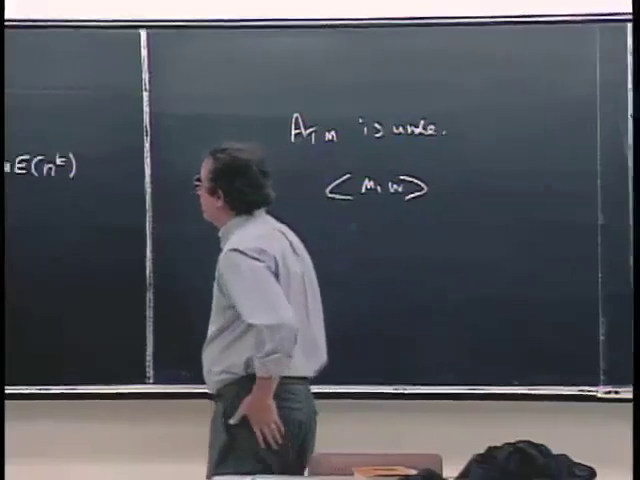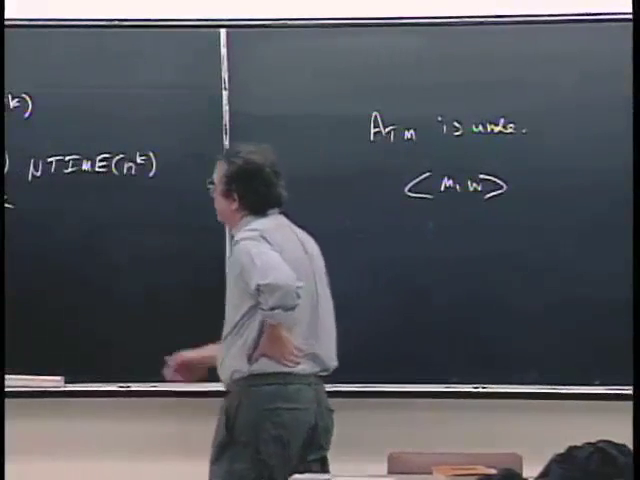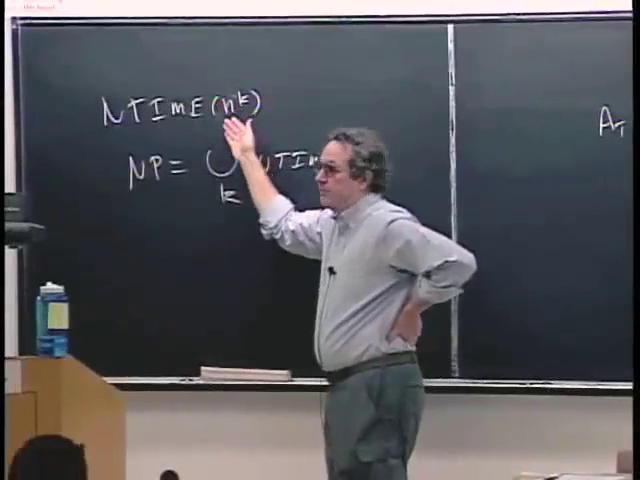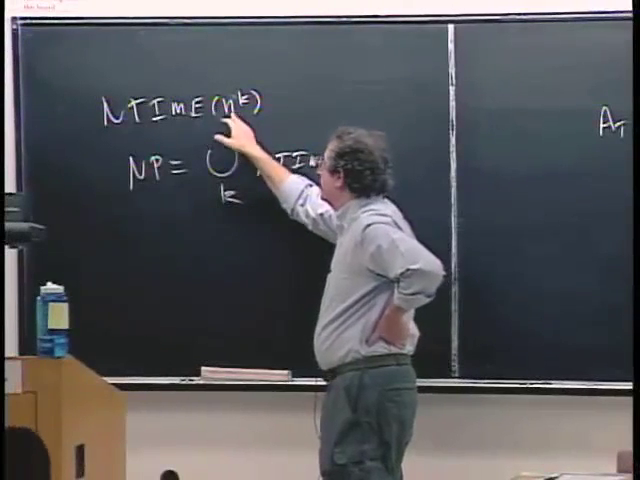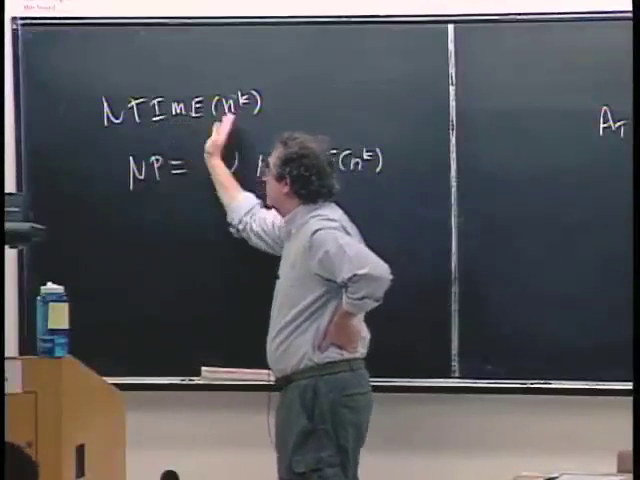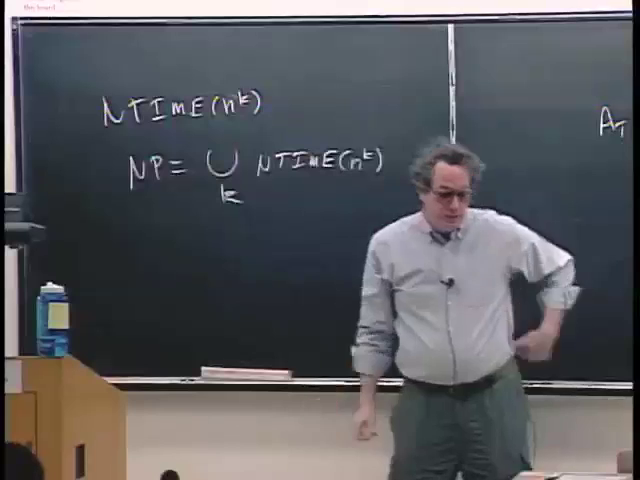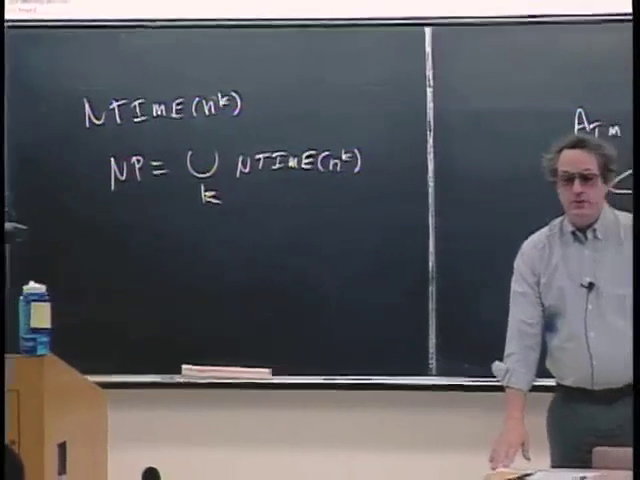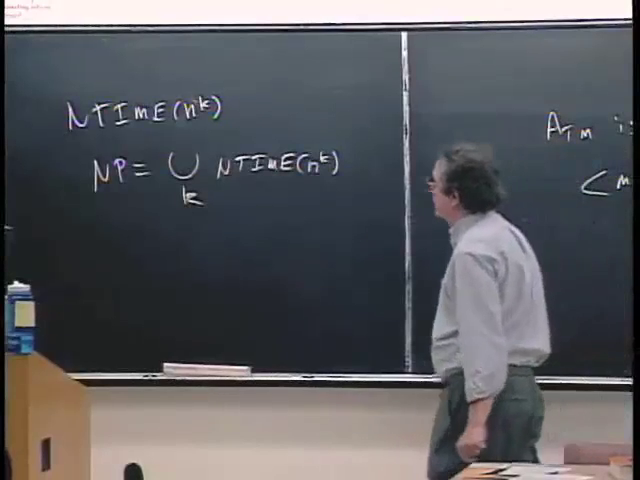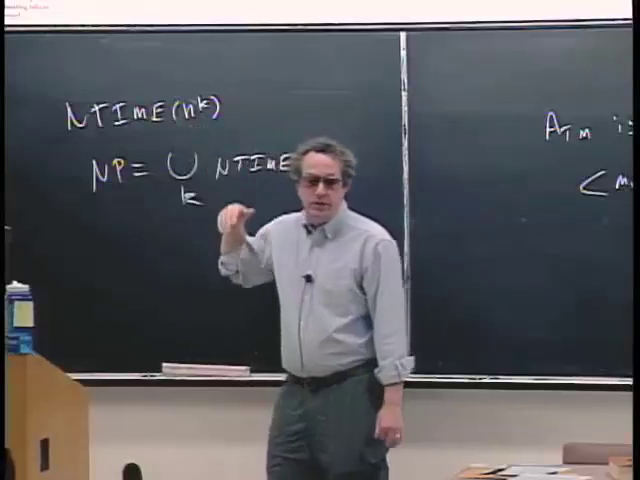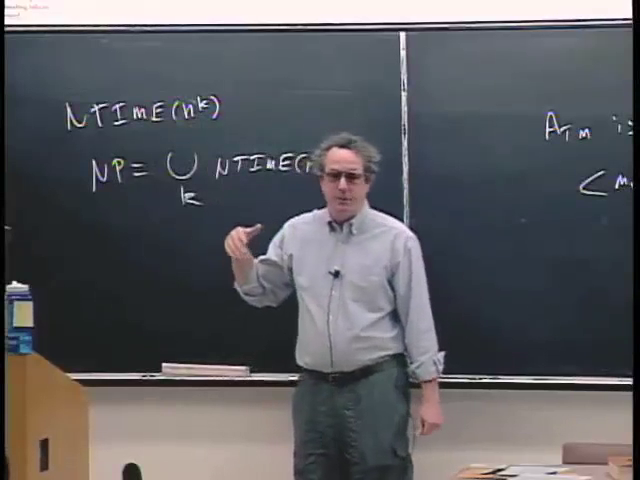Let me remind you where we were last time. We had defined non-deterministic time, non-deterministic polynomial time. So this is a polynomial function of n where the exponent is k. And this is a set of languages. This is the set of all languages which can be decided, where each language in that set can be decided by some non-deterministic Turing machine whose worst case running time is bounded by a polynomial function.